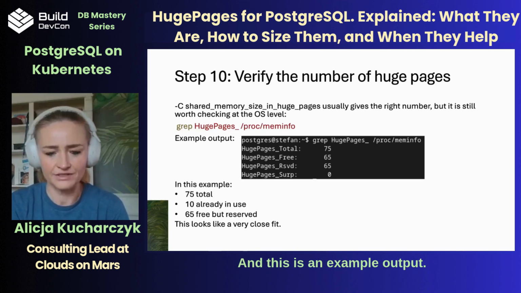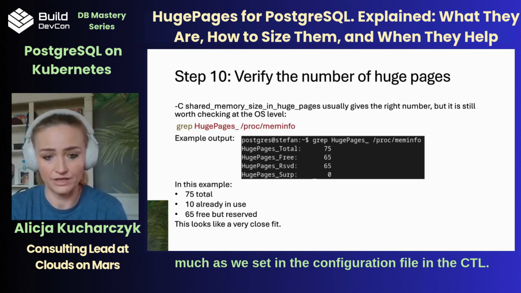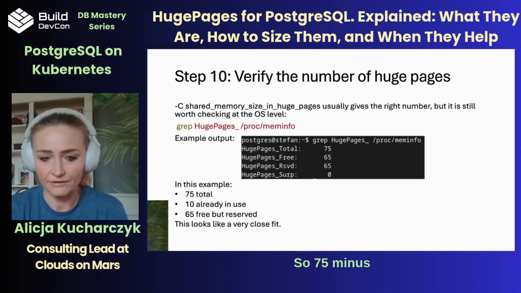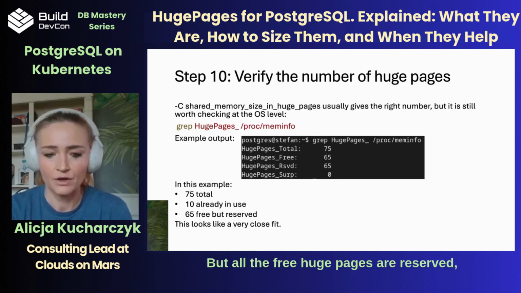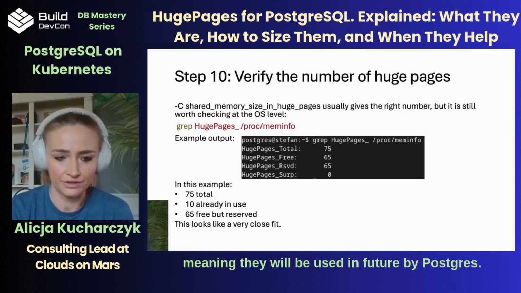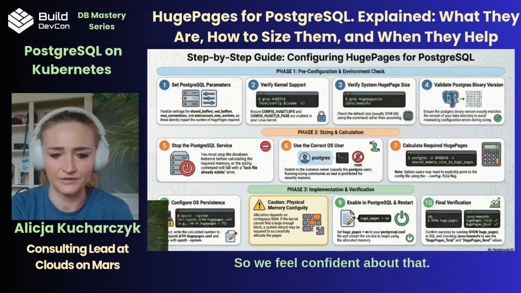And this is an example output. What we see here is HugePages_Total 75, as much as we set in the configuration file in sysctl. Then we see HugePages_Free is 65. So 75 minus 65 means only 10 are actively used now, but all the free HugePages are reserved, meaning they will be used in the future by Postgres. So it looks really good. It's a very close fit, so we feel confident about that.